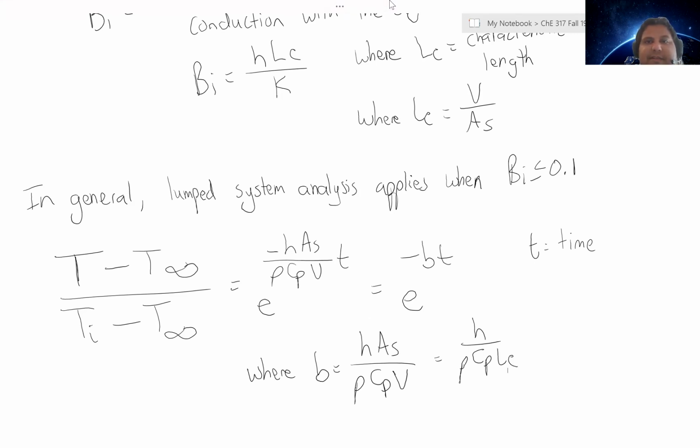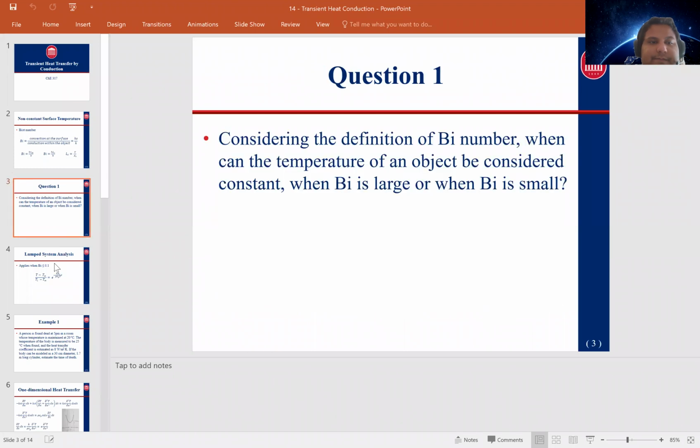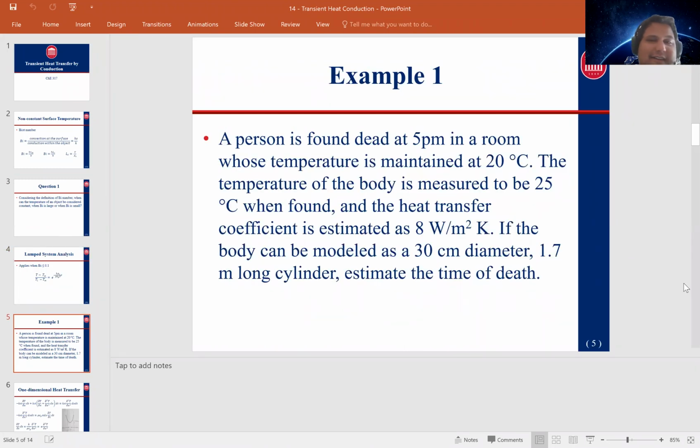So let's take a look at an example of using our lumped system analysis. All right, so we've got a person who's found dead at 5 p.m. in a room with the room temperature maintained at 20 degrees. If the temperature of the body is measured to be 25 degrees C when found, and the heat transfer coefficient between the body and the room is 8 watts per meter squared Kelvin, what's the approximate time of death, assuming the body can be modeled as a cylinder with a 30 centimeter diameter and a length of 1.7 meters?